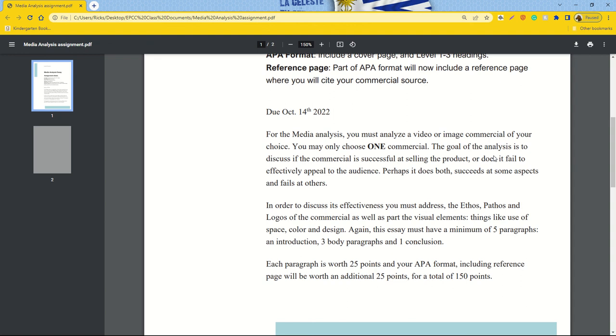But overall, it's just an essay, right? It's going to be about 3 pages long in total, including a cover page, 4 pages including the reference page, and it should just be about 2 pages including your intro and body paragraphs and conclusion as you analyze and talk about the effectiveness of a commercial.